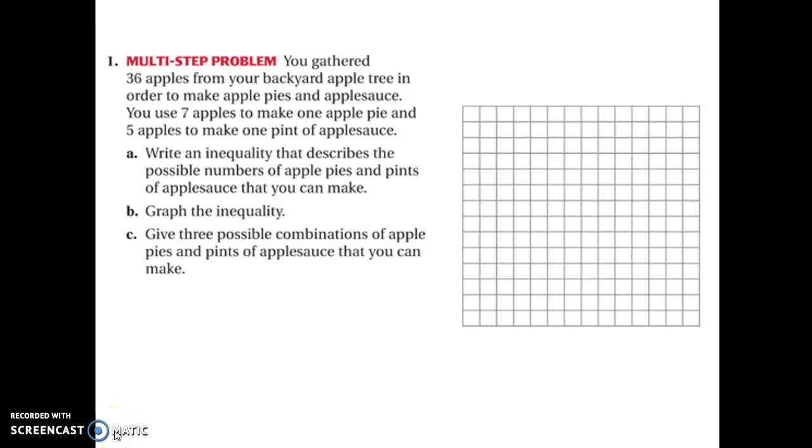Hello, this video goes over problem number 1 located on page 355 of your textbook. So here you gathered some apples from the backyard apple tree and you want to make some apple pies and some applesauce. You know that it's going to take 7 apples to make 1 apple pie and it will take 5 apples to make 1 pint of applesauce. So write an inequality that describes the possible number of apple pies and pints of applesauce.